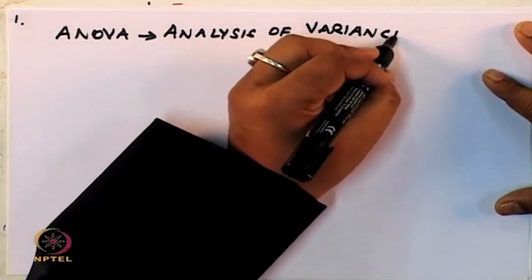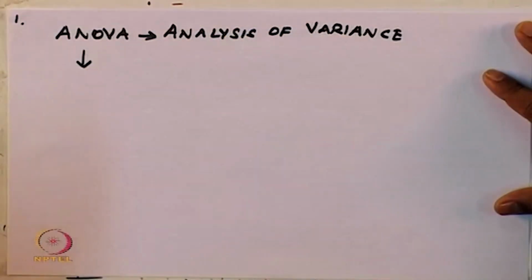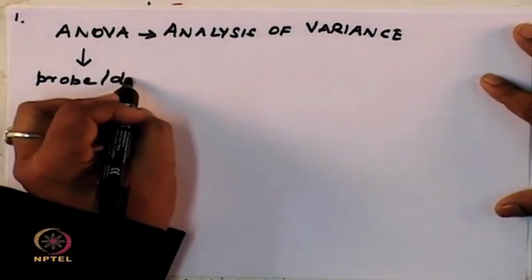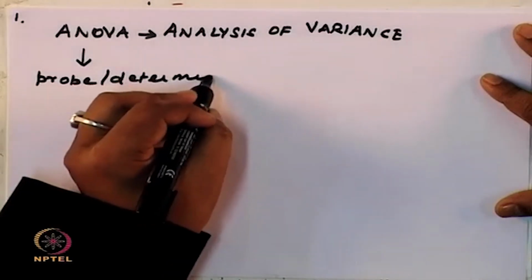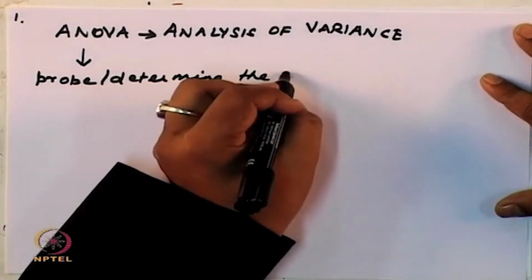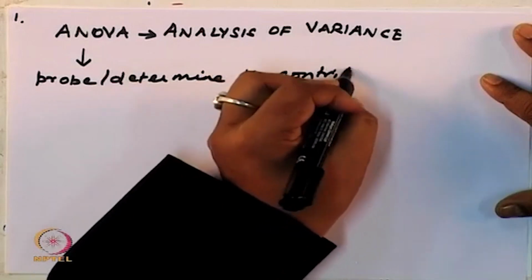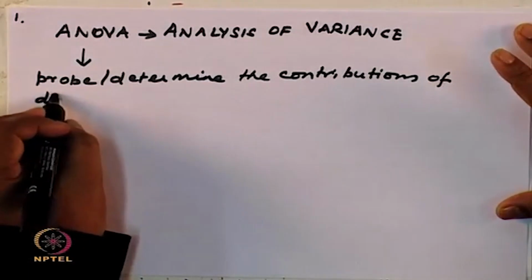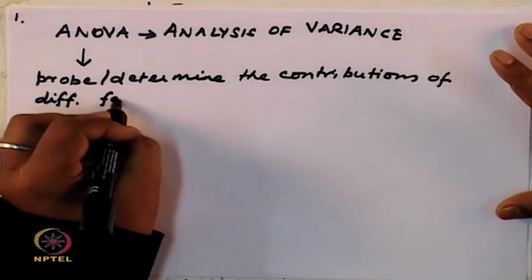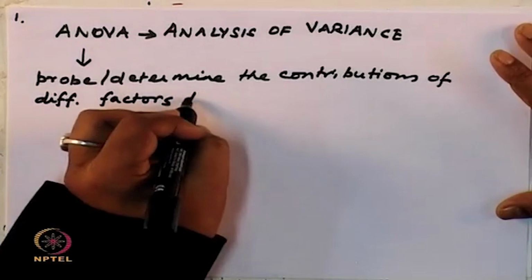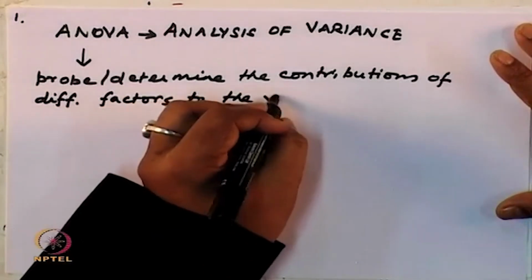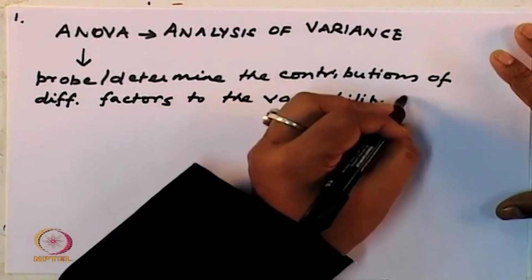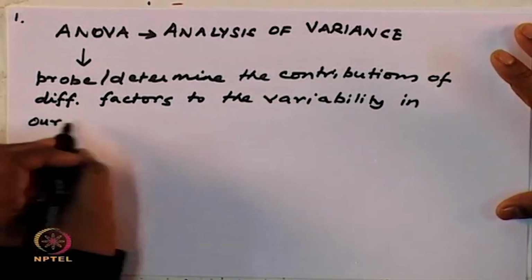So, we would briefly recap what we had discussed in the last lecture, which was analysis of variance, or ANOVA. ANOVA allows us to probe or determine the contributions of different factors to the variability in our measurements.